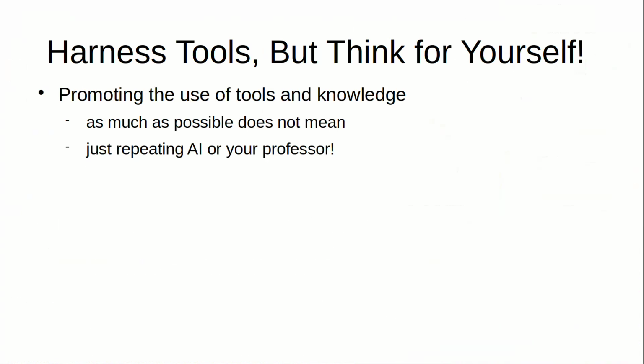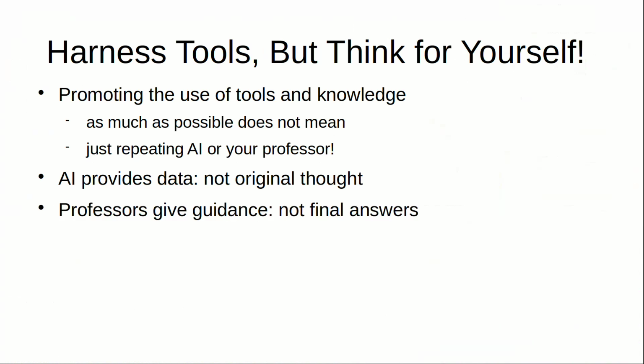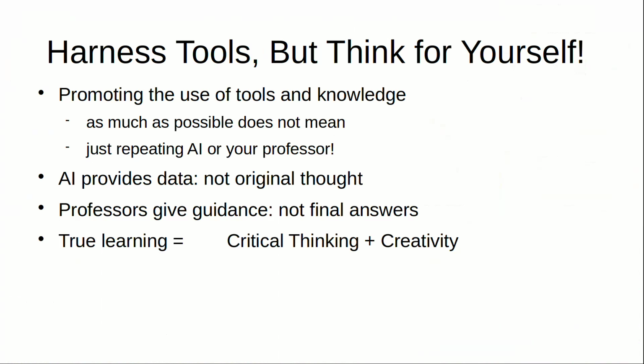Right, and AI can be like a research assistant, helping you gather data, summarize information, and maybe even suggest different phrasings. But it's not a substitute for critical thinking and original thought. And professors, they're there to guide you, not to give you all the answers, right? Exactly. The guide beautifully summarizes the core of learning as critical thinking plus creativity. It's about using your own mind to solve problems and create something new.